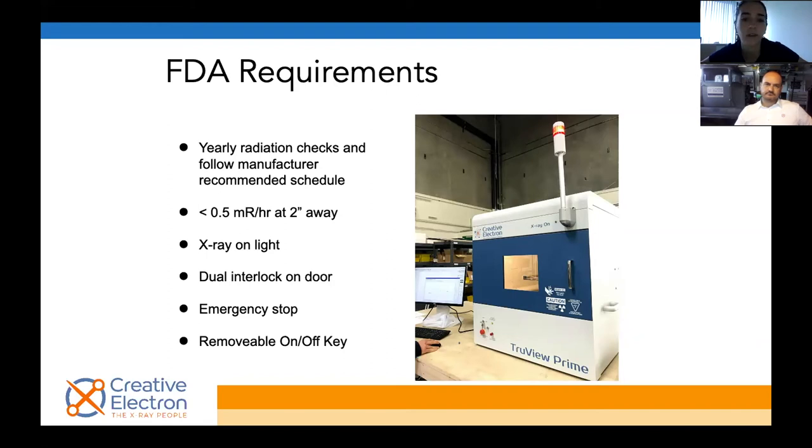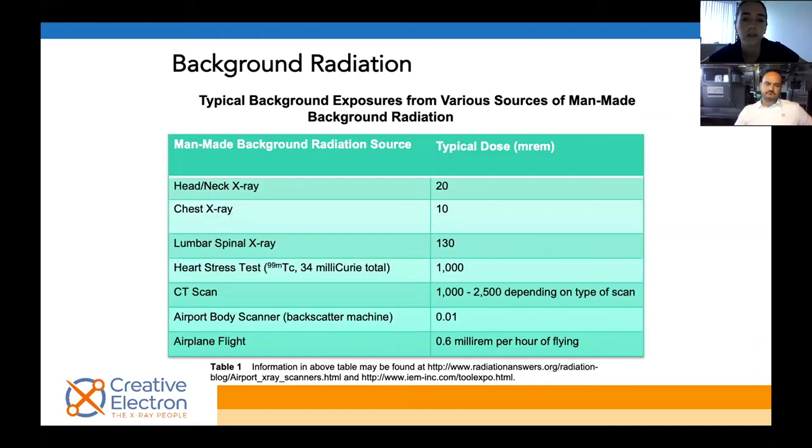So if we go back to the example of if you're using an industrial X-ray machine, you're a full-time worker, you work 8 hours a day, 5 days a week, 52 weeks a year, whatever you want to call it. If you were exposed to your X-ray machine the whole time that you're working, which, first of all, that's probably not what's happening, and your X-ray machine is barely passing the limits of the FDA, the 0.5, you'd be getting about 1,000 millirems a year.